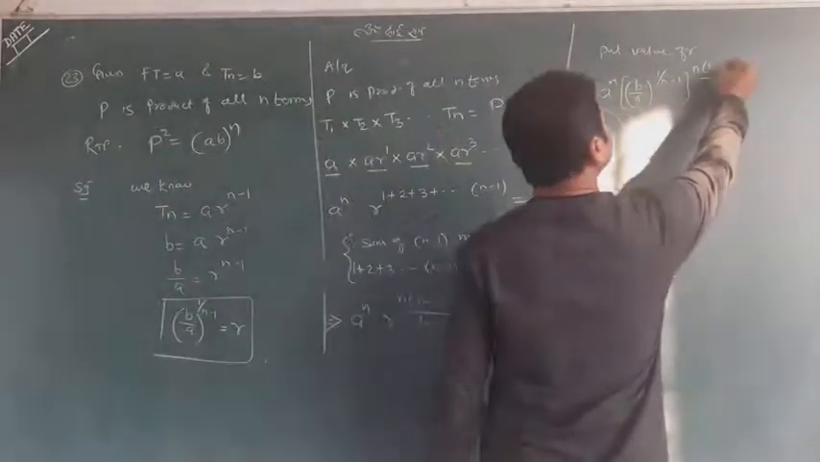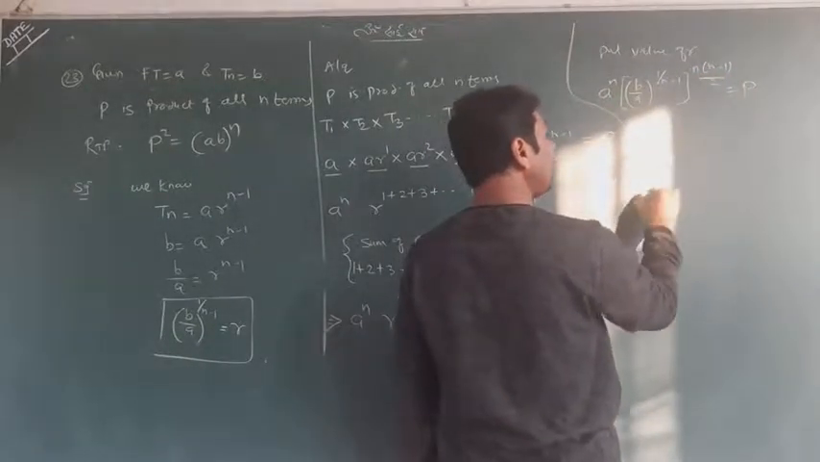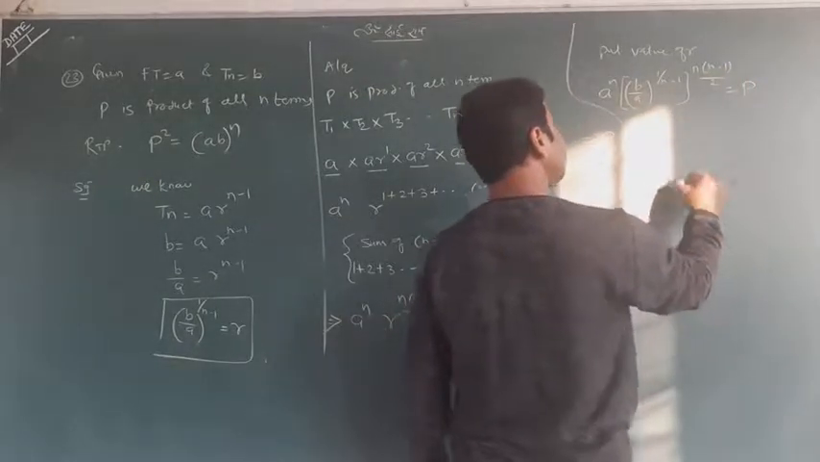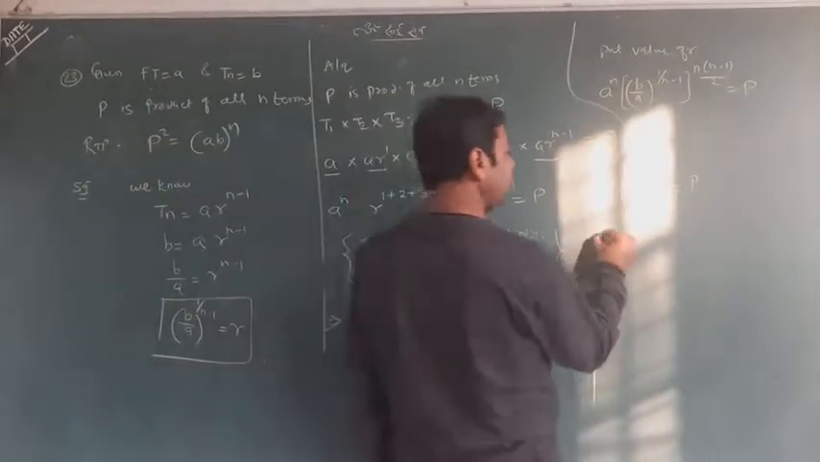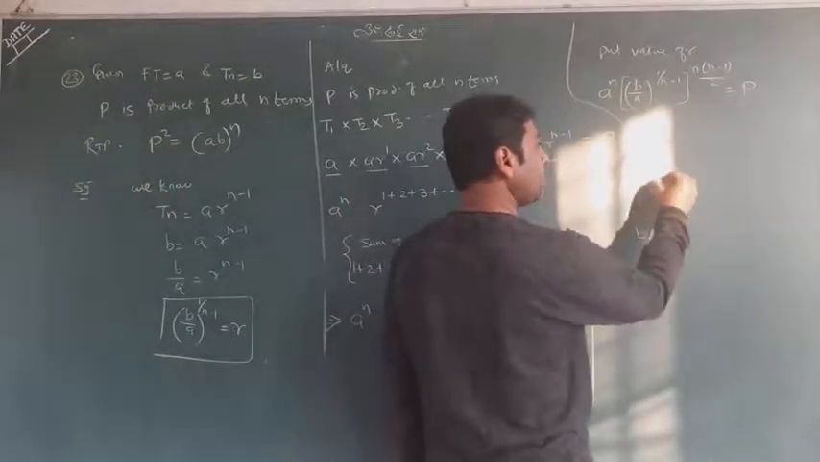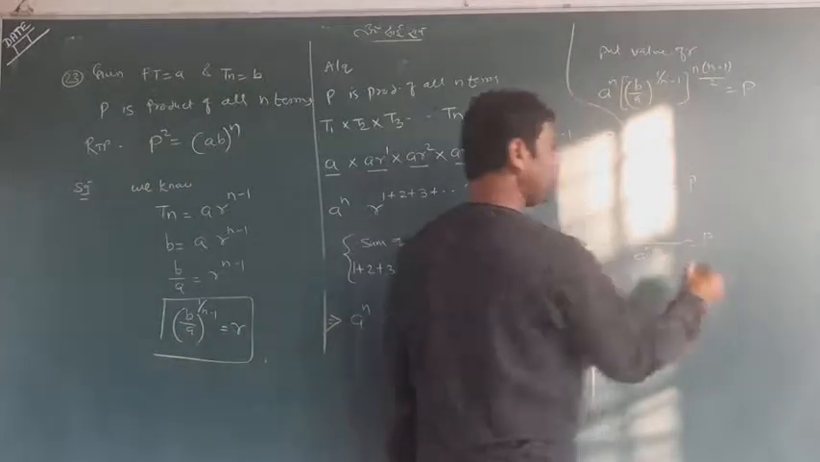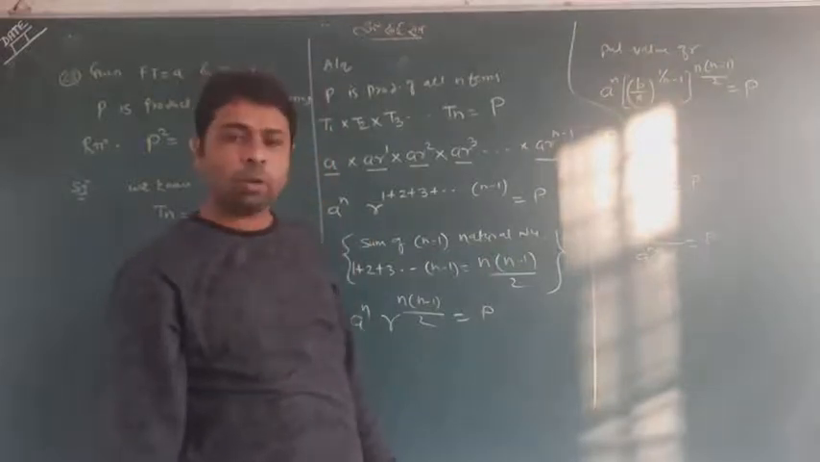Now, a very good thing is there. a to the power n, and (b upon a) to the power n minus 1 cancel, n by 2 will remain there, is equal to p. That will happen. Now what will we do? Look at a to the power n, b to the power n by 2 upon a to the power n by 2. Separate the power.